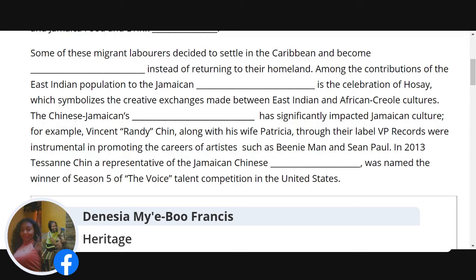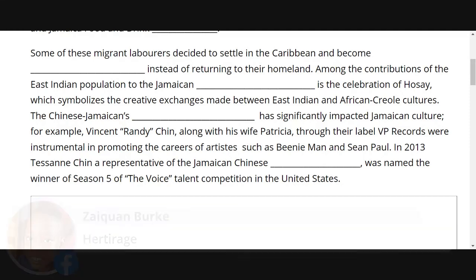In 2013, Tessan Chin, a representative of the Jamaican Chinese dash, was named winner of season 5 of the Voice Talent competition in the United States. So what should go after Tesson Chin, a representative of the Jamaican Chinese what? Okay, I see everybody saying heritage. All right, some person saying ethnic group. All right, so let's see the answers that we have here. Jaquan, I see you saying heritage. All right, so let's look at the answers.